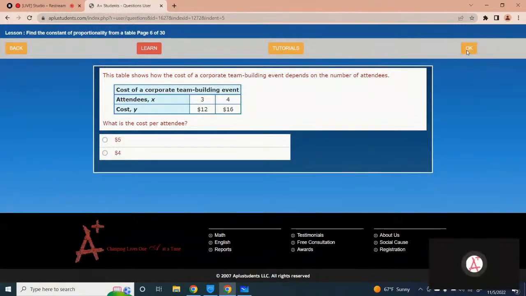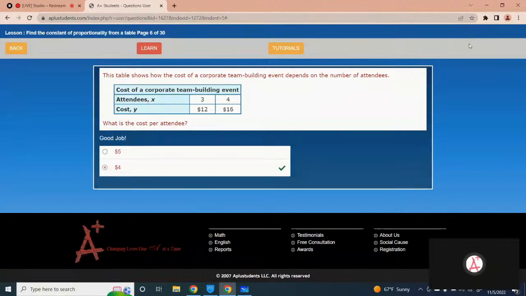Okay, the table shows how the cost of a corporate team building event depends on the number of attendees. So what is the cost per attendee? So it would be 12 divided by 3, which is 4. Very good. So just select the correct option, then click on the OK button.